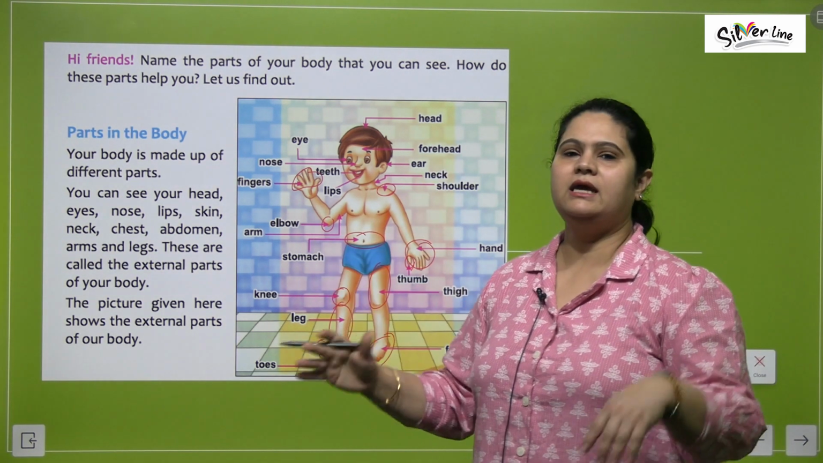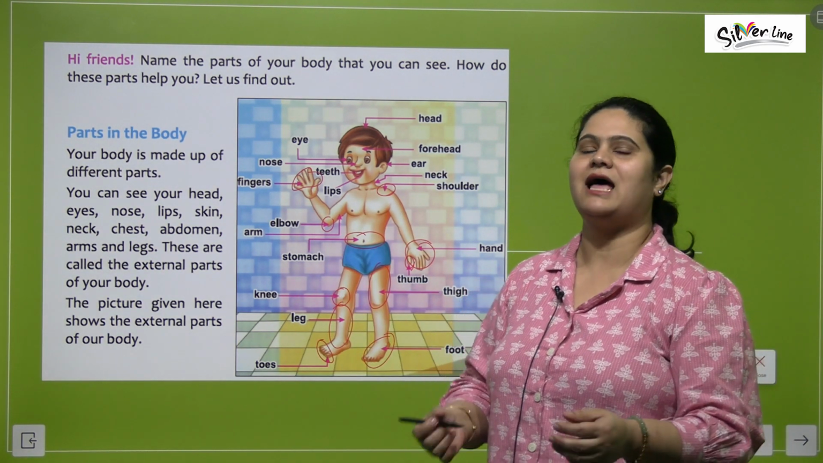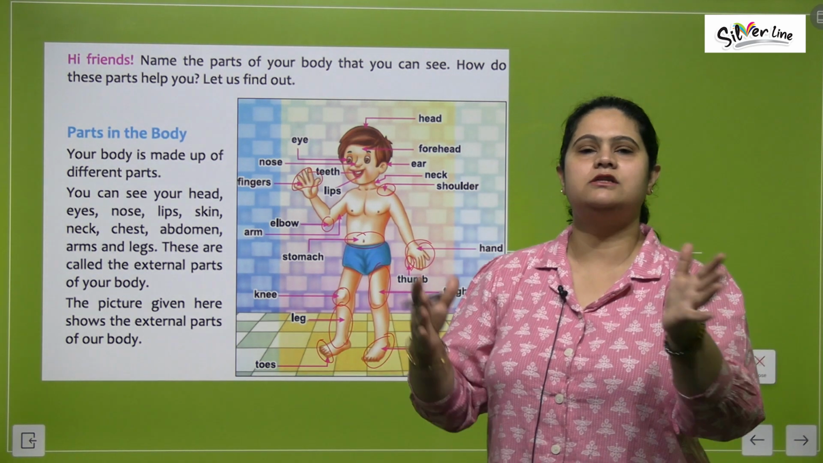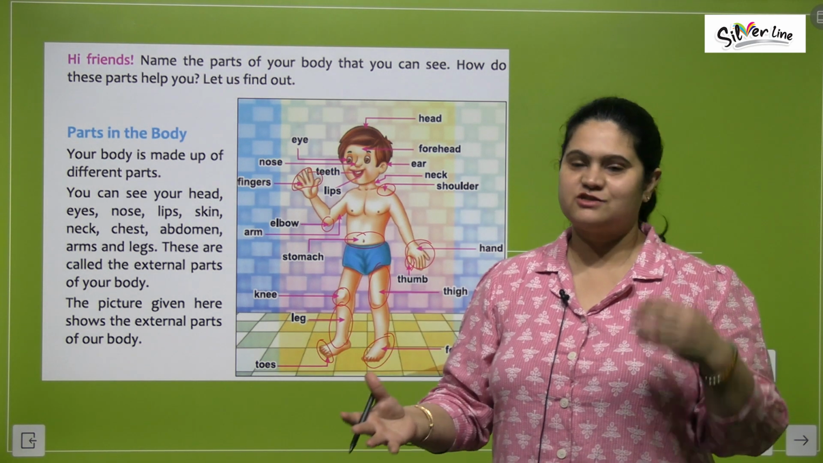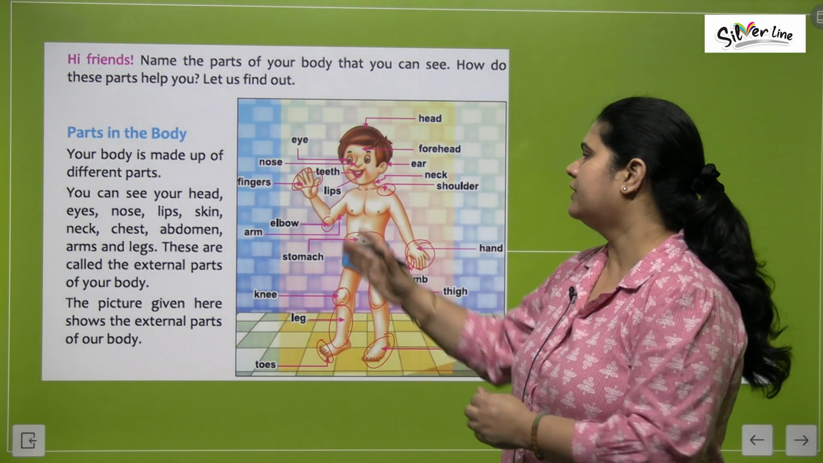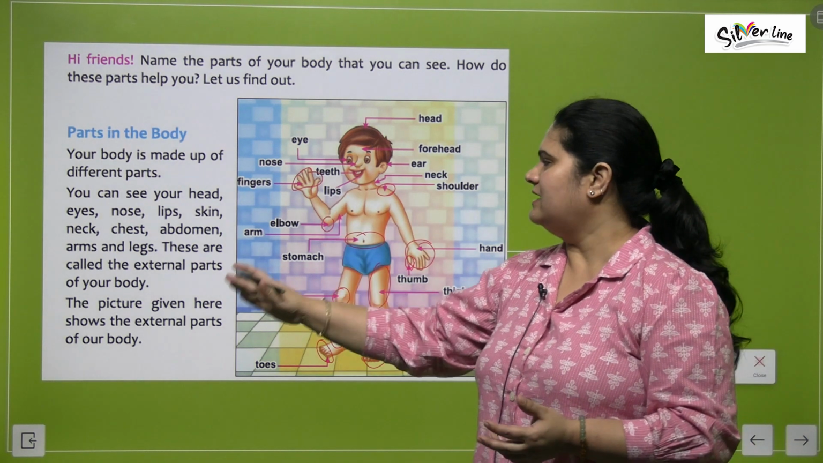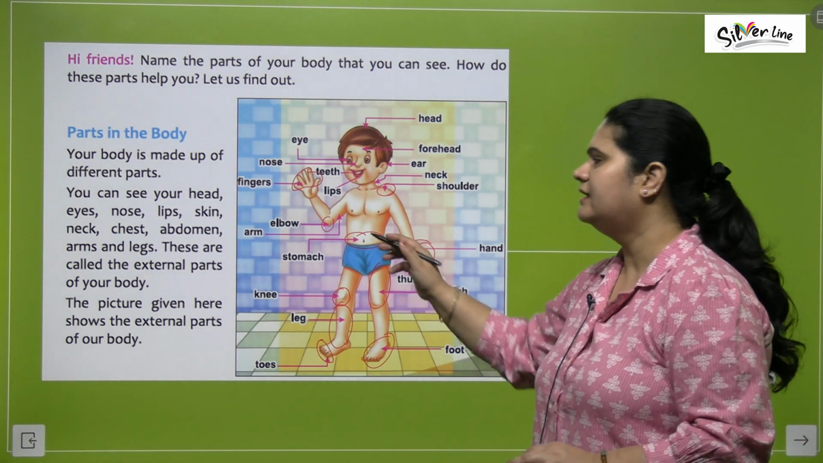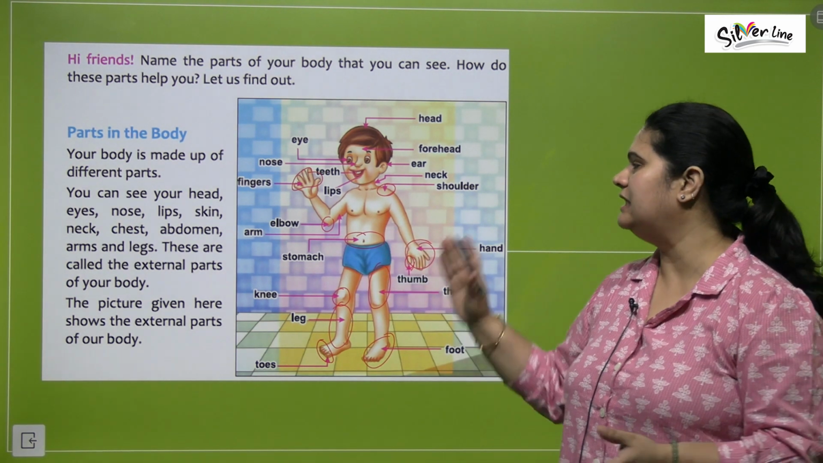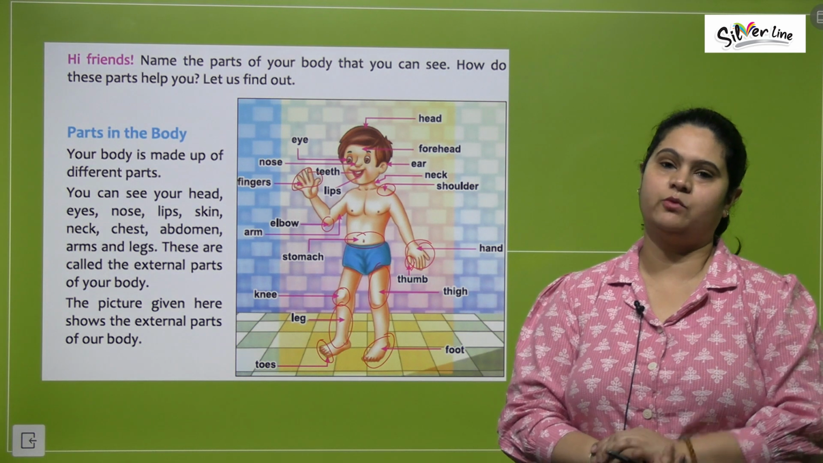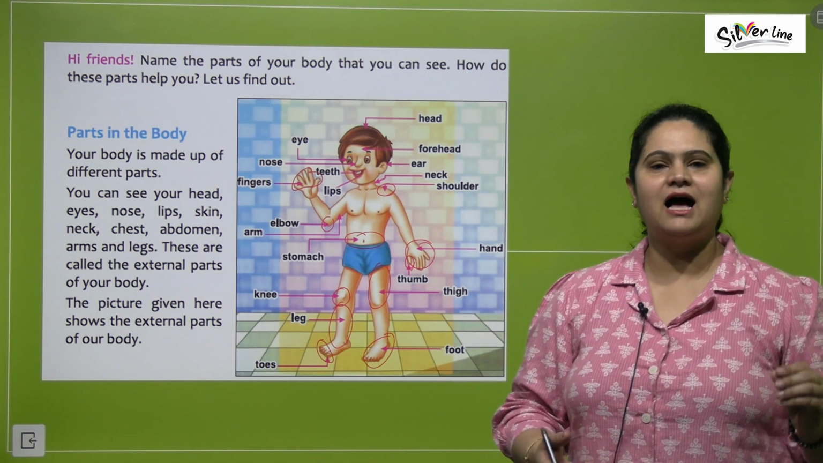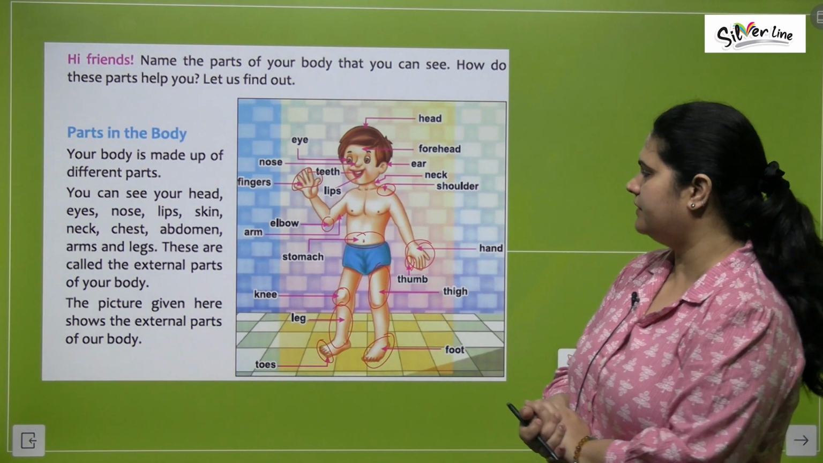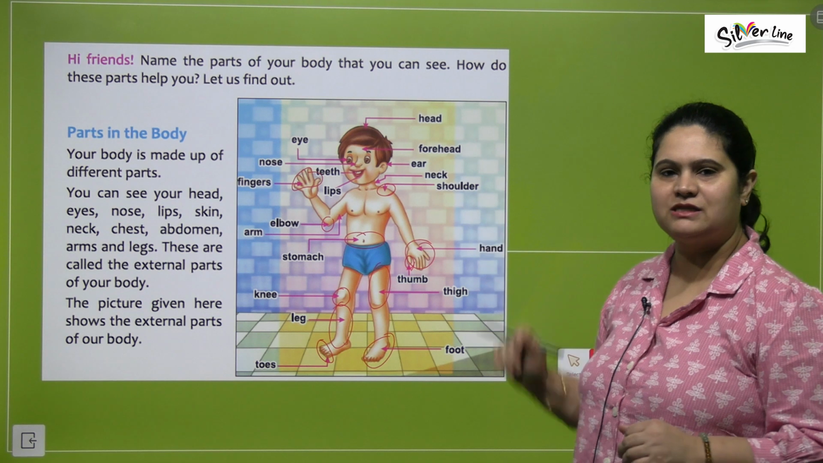So your body is made up of different parts. We all know that. और जो हर part होता है, every part of our body is designed to do some specific tasks, to do some special tasks. So you can see your head, eyes, nose, lips, skin, neck, chest, abdomen, arms and legs. So these are called the external parts of our body. जो parts हमें दिखते हैं, they are known as the external parts of the body, right? Then I've already shown you the parts of the body shown here.